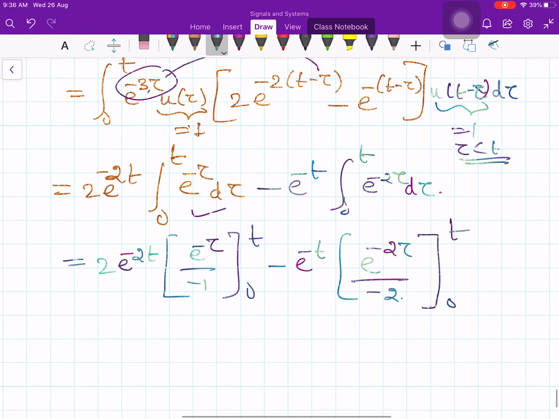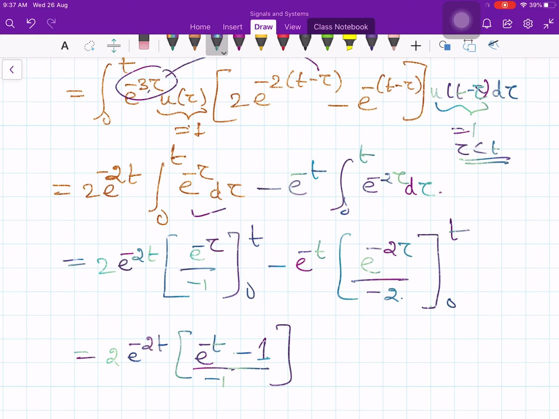then this is 2 times e to the minus 2t, within a bracket you will have e to the minus t times, in the denominator you have minus 1, this is 1, minus e to the minus t, then e to the minus 2t, then minus 1 divided by minus 2.